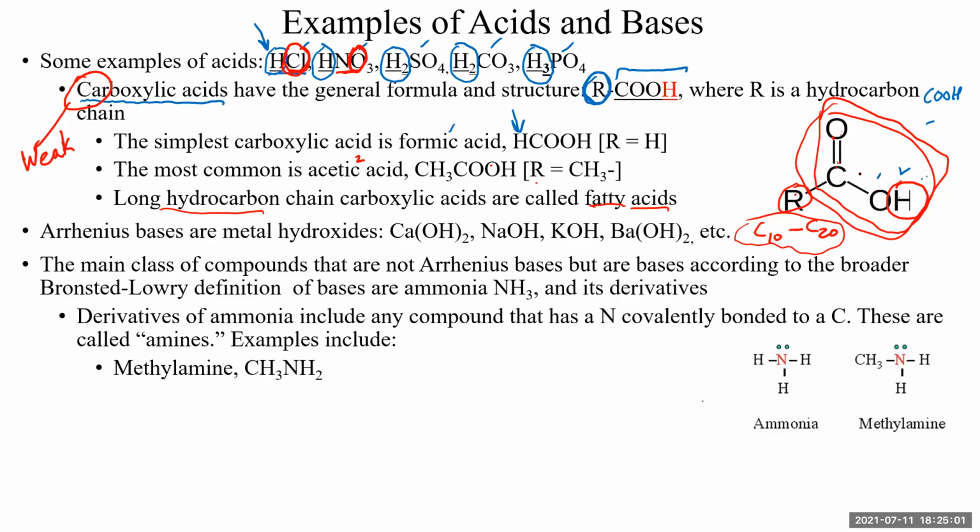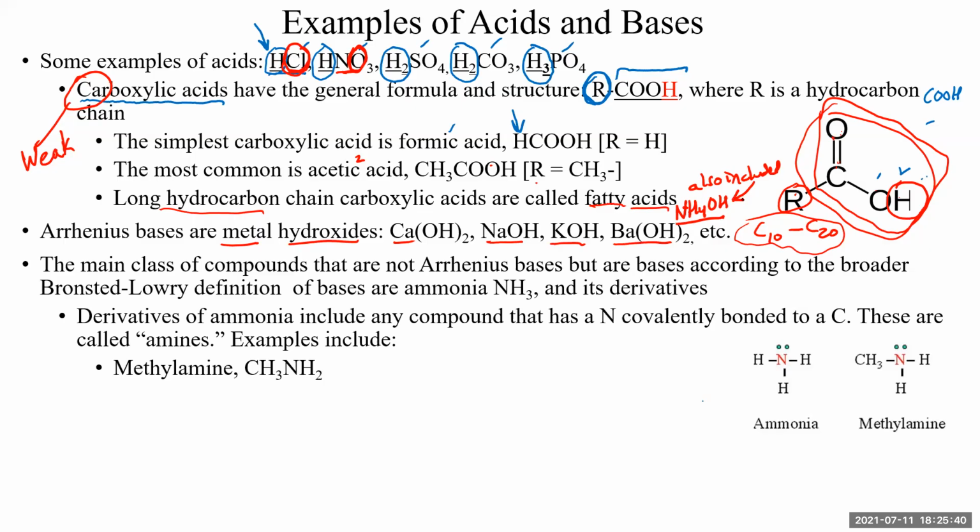Okay, so Arrhenius bases are all metal hydroxides: calcium hydroxide, sodium hydroxide, potassium hydroxide, barium hydroxide. All of these are metal cations with hydroxide anions. They're all just ionic compounds where the negative ion is a hydroxide ion and the positive ion is some sort of metal. The only exception is, of course, the usual exception to ionic compounds, ammonium hydroxide, which would also be included. So ammonium hydroxide is also included with the bases.